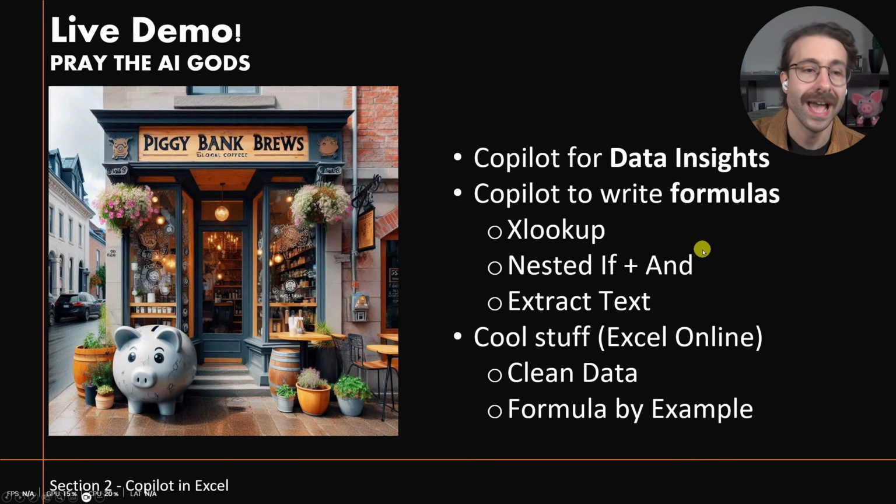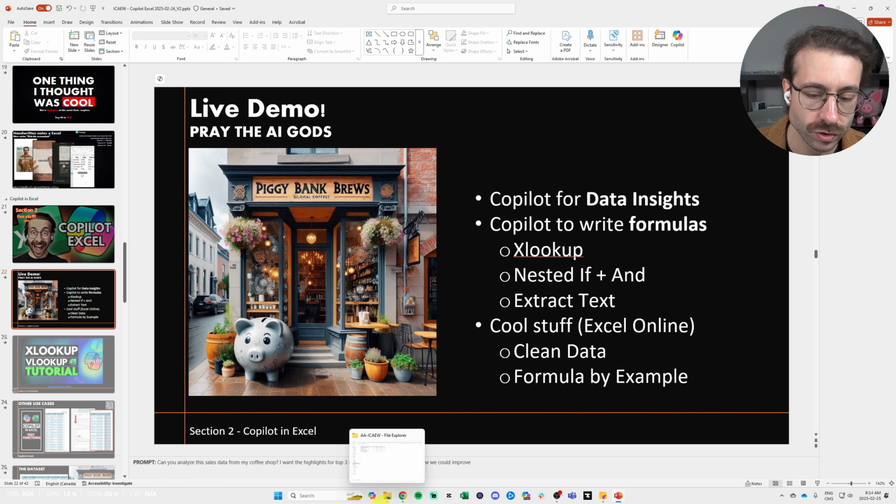So I'm going to go and do a live demo. And again, please pray to the AI gods, because you know, when you do this live, sometimes things go wrong. I'm going to show you three main things. How we're going to use Copilot for data insights, how we're going to use Copilot to write formulas, and also some new cool stuff with Excel Online. I know I hate Excel Online as well, but stay with me here. We're going to show you cool stuff, okay?